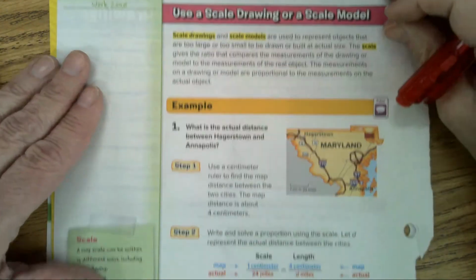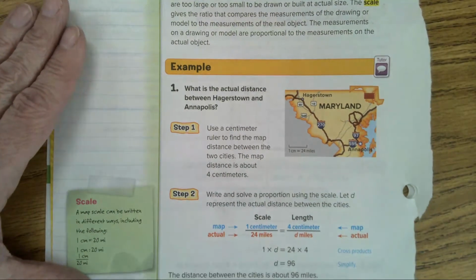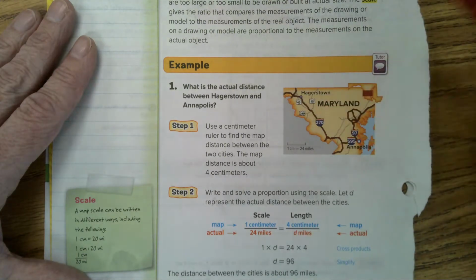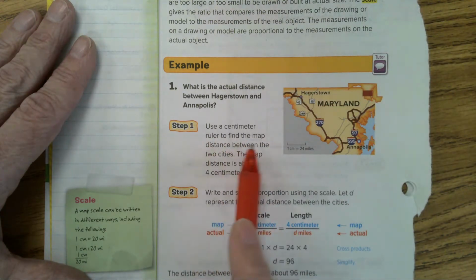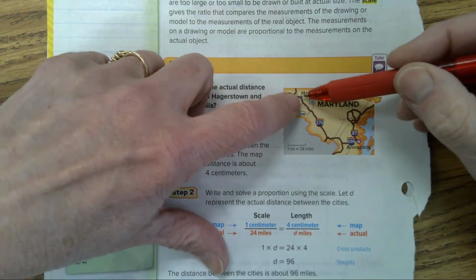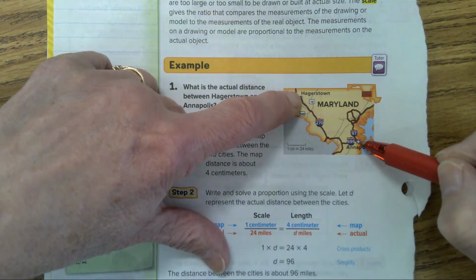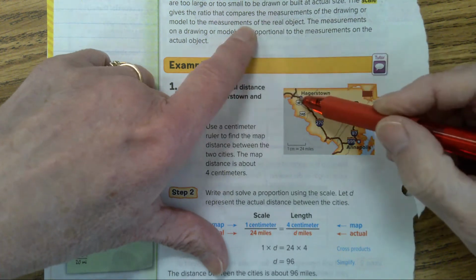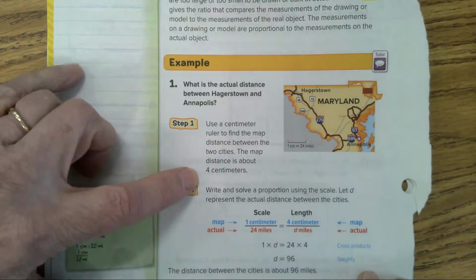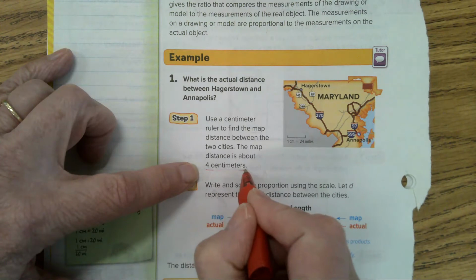Let's talk about this map here. We have a section of Maryland. What is the actual distance between Hagerstown and Annapolis? Okay, now, step 1, use a centimeter ruler to find the map distance between the two cities. Now, kids, you don't go like from here to here. You have to follow the interstate. We're not birds flying, and you don't have a flying device, so we're driving a car along the interstate. So you want to use it to measure that distance. And it says that the distance with the centimeter ruler here is going to be 4 centimeters, okay?